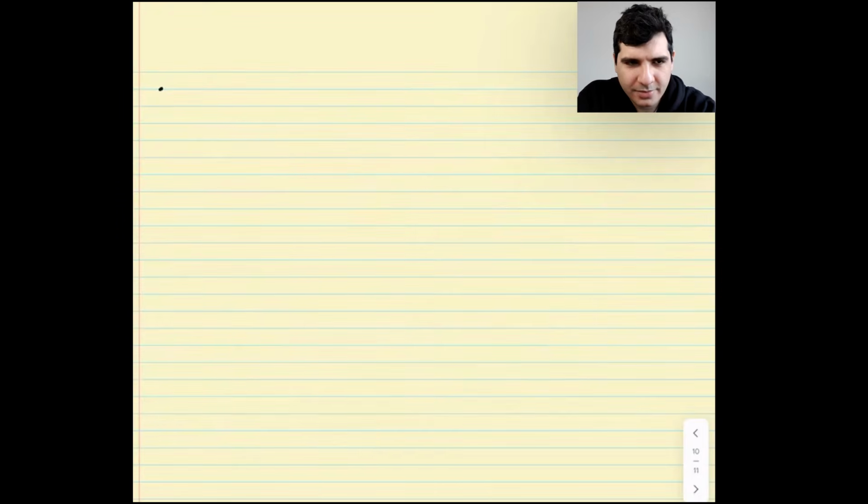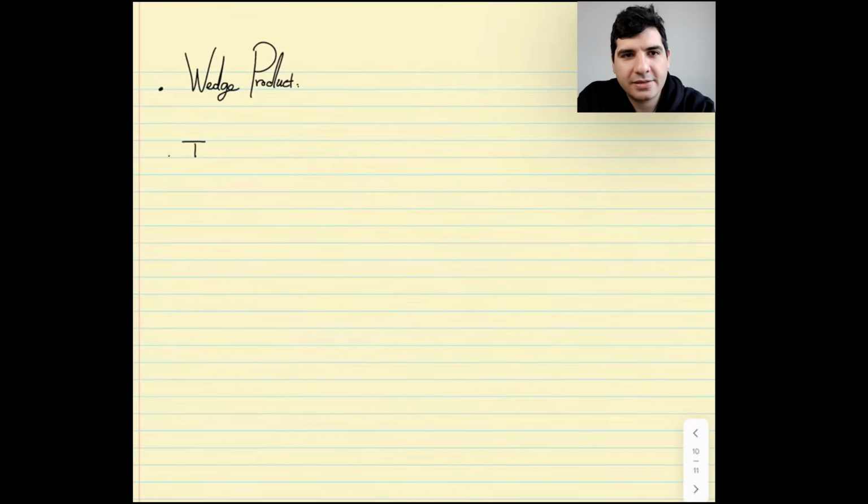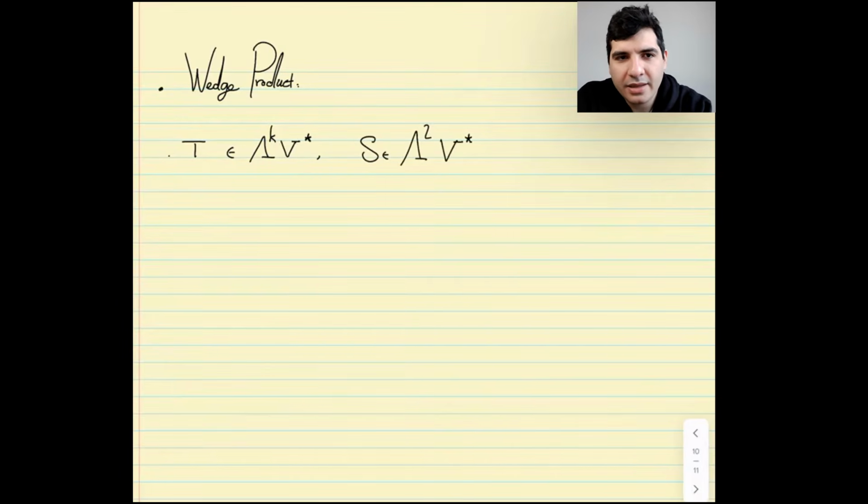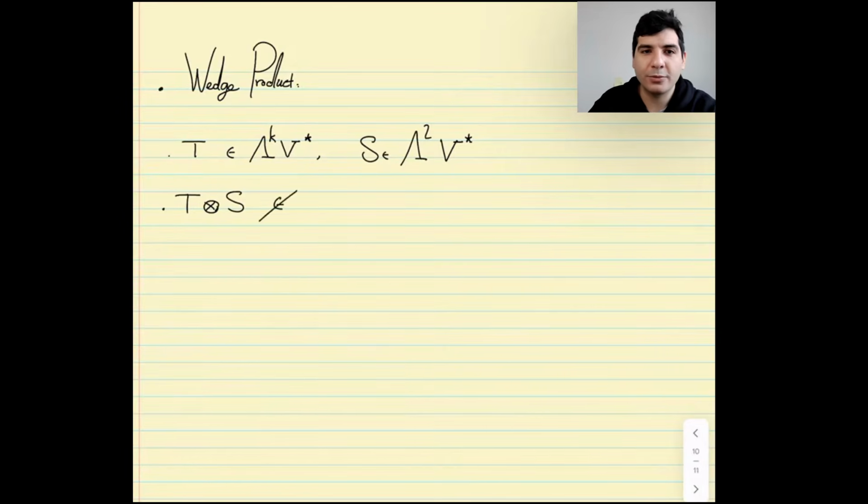Now, as the next step, we define the suitable product for K-forms. It's called the wedge product. If we pick two alternating K-tensors, let's say T is an element of wedge^K V star, so it's a K-form, and S is an element of wedge^L V star, so it's an L-form, their tensor product is not necessarily a K plus L form. It's not necessarily true that it would be another alternating tensor. This is not necessarily the case.